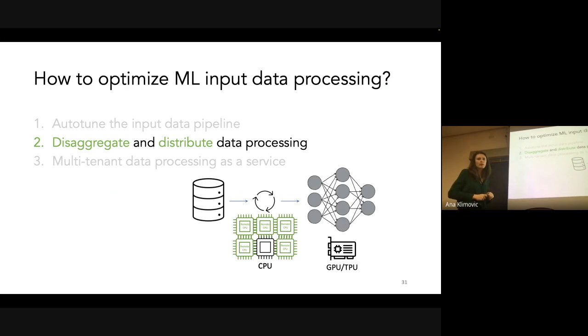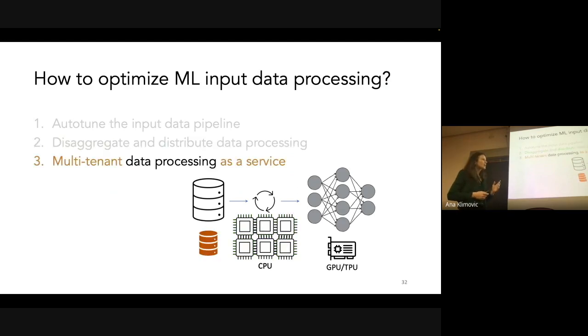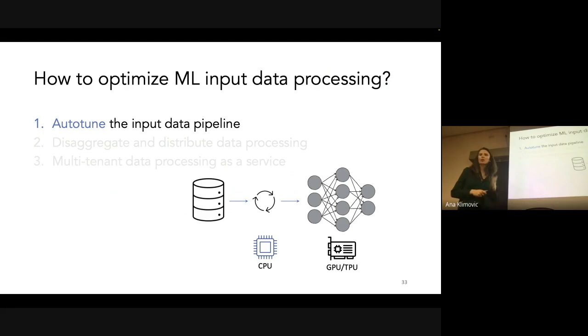And then finally, I'll talk about how, after having decoupled data processing and training, we can leverage this multi-job view of data processing to do that processing in a more efficient manner. In particular, things like caching and auto-scaling. So I'll start with auto-tuning.